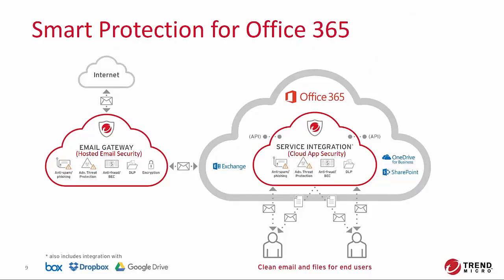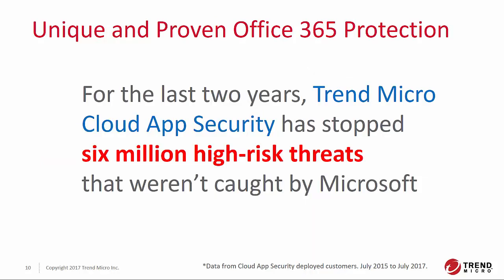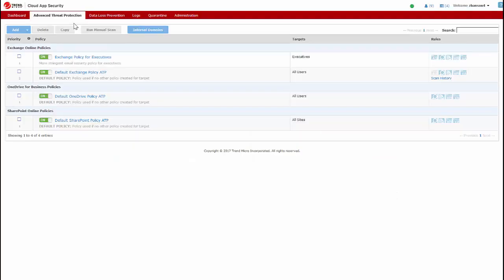Now let's look at our Cloud App Security service integration. For the last 2 years, Trend Micro Cloud App Security has stopped 6 million high-risk threats that weren't caught by Microsoft. Let's take a look at how easy it is to set up a policy.